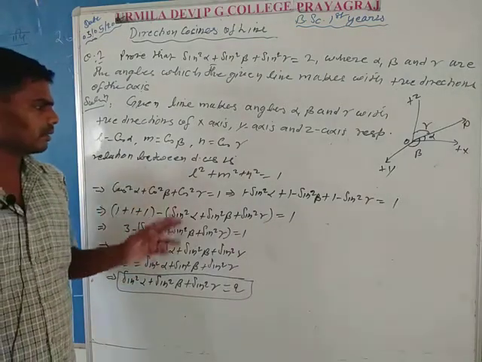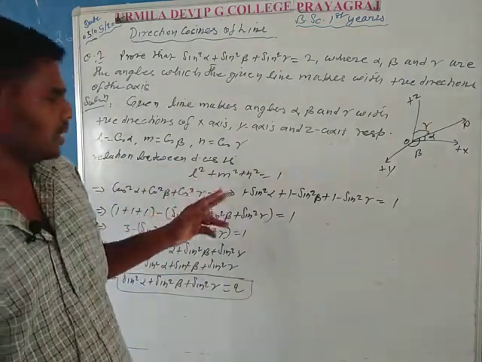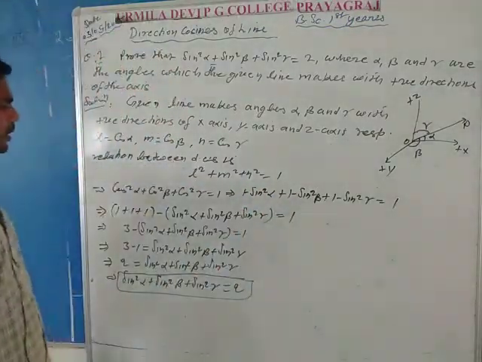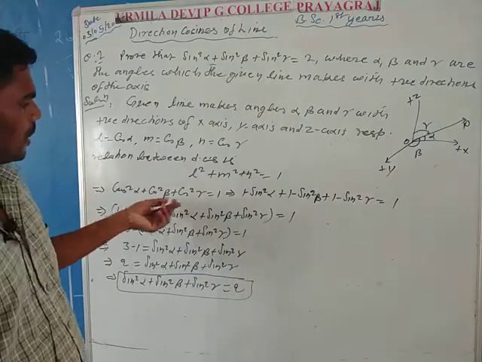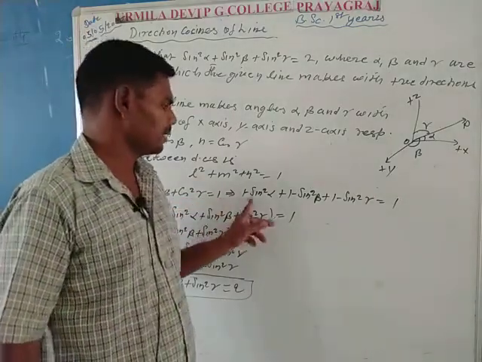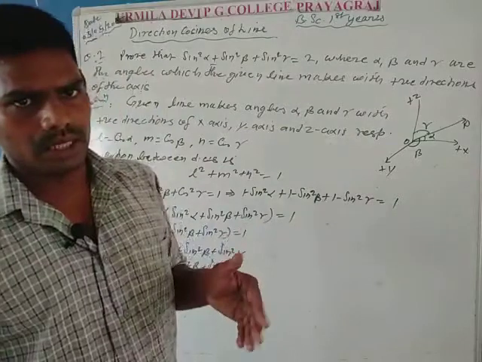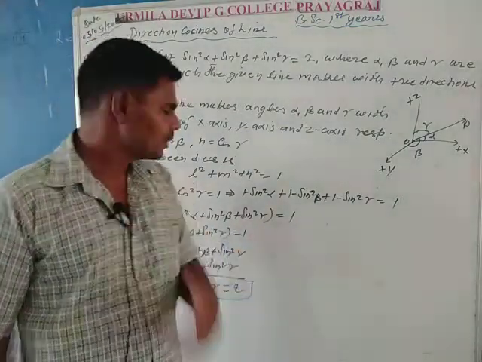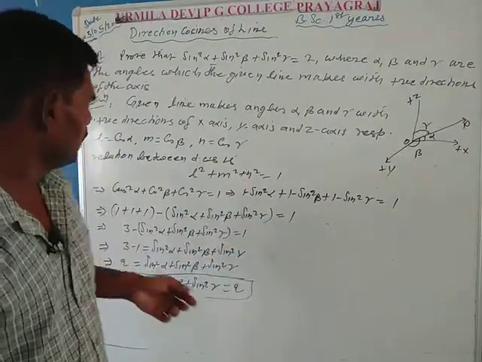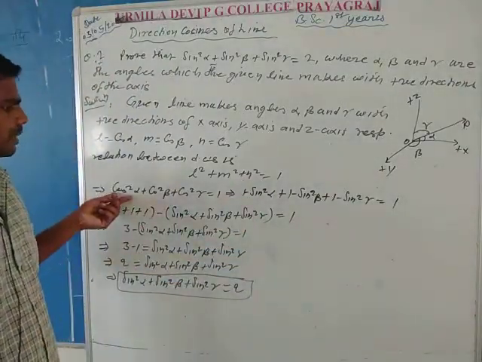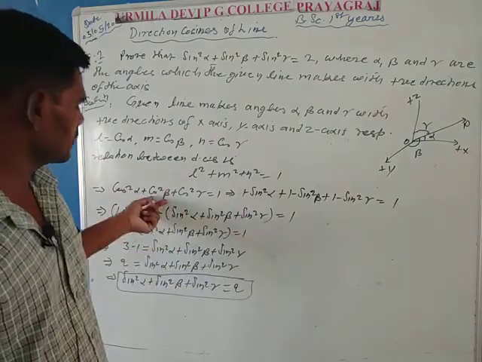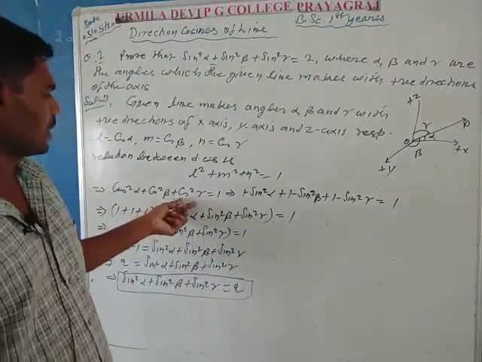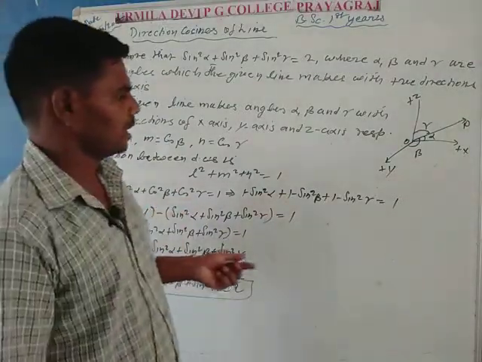Then by the relation of direction cosines, L square plus M square plus N square is equal to 1. Putting the values of L, M, N, cos square alpha plus cos square beta plus cos square gamma is equal to 1. Here cos is replaced with sin using the trigonometrical formula: cos square alpha is replaced by 1 minus sin square alpha, cos square beta by 1 minus sin square beta, and cos square gamma by 1 minus sin square gamma.